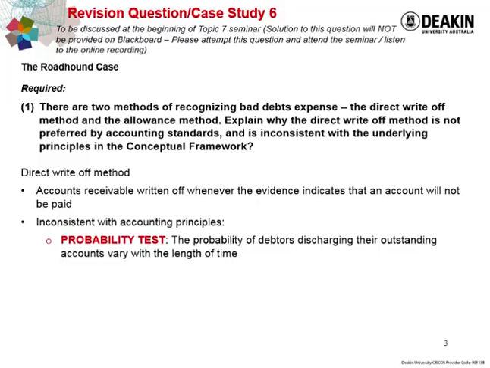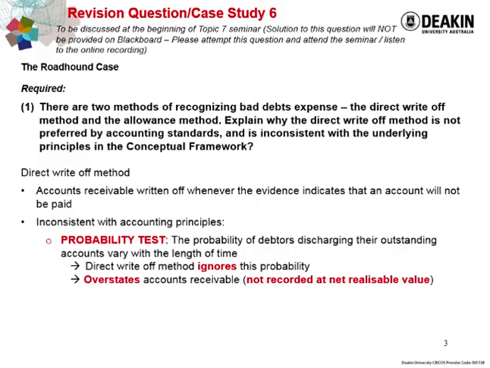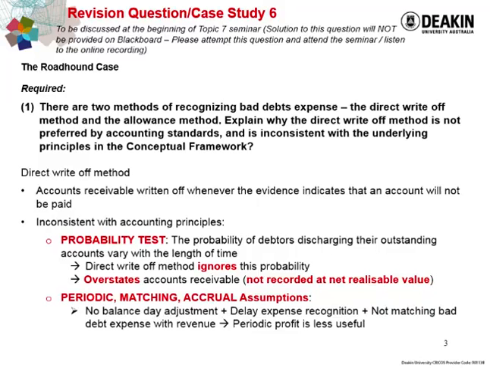So it overstates accounts receivable in the current period because it is not recorded at the net realizable value. Next, this method also fails the periodic, matching and accrual assumptions under the conceptual framework. As mentioned, we do not do any balance day adjustment for receivables under the direct write-off method, and we delay bad debt expense recognition. We are not using revenue and expense in the same period to calculate periodic profit, so profit is distorted and not so useful for decision making.